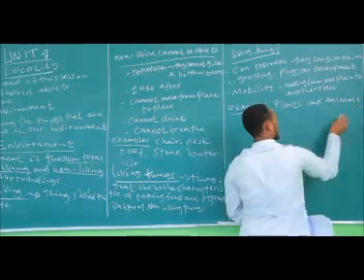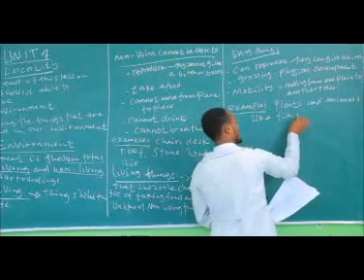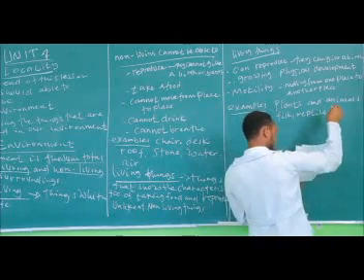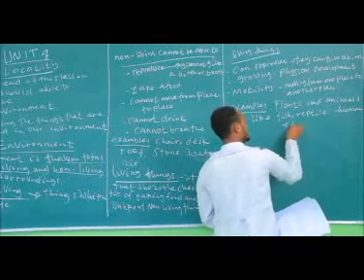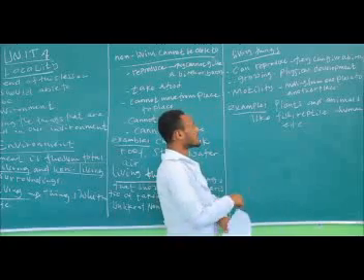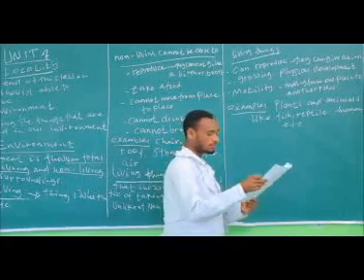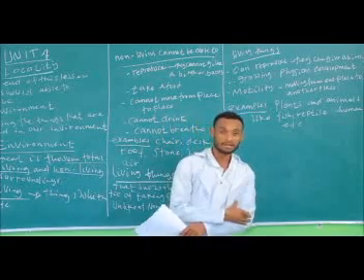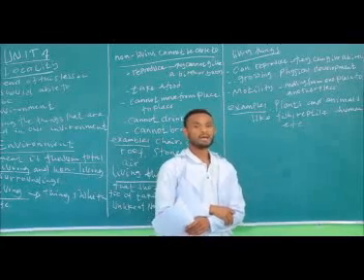Animals like fish, reptiles, humans, etc. These all are examples of living things. Students, I hope you understand and can differentiate between living and non-living objects.